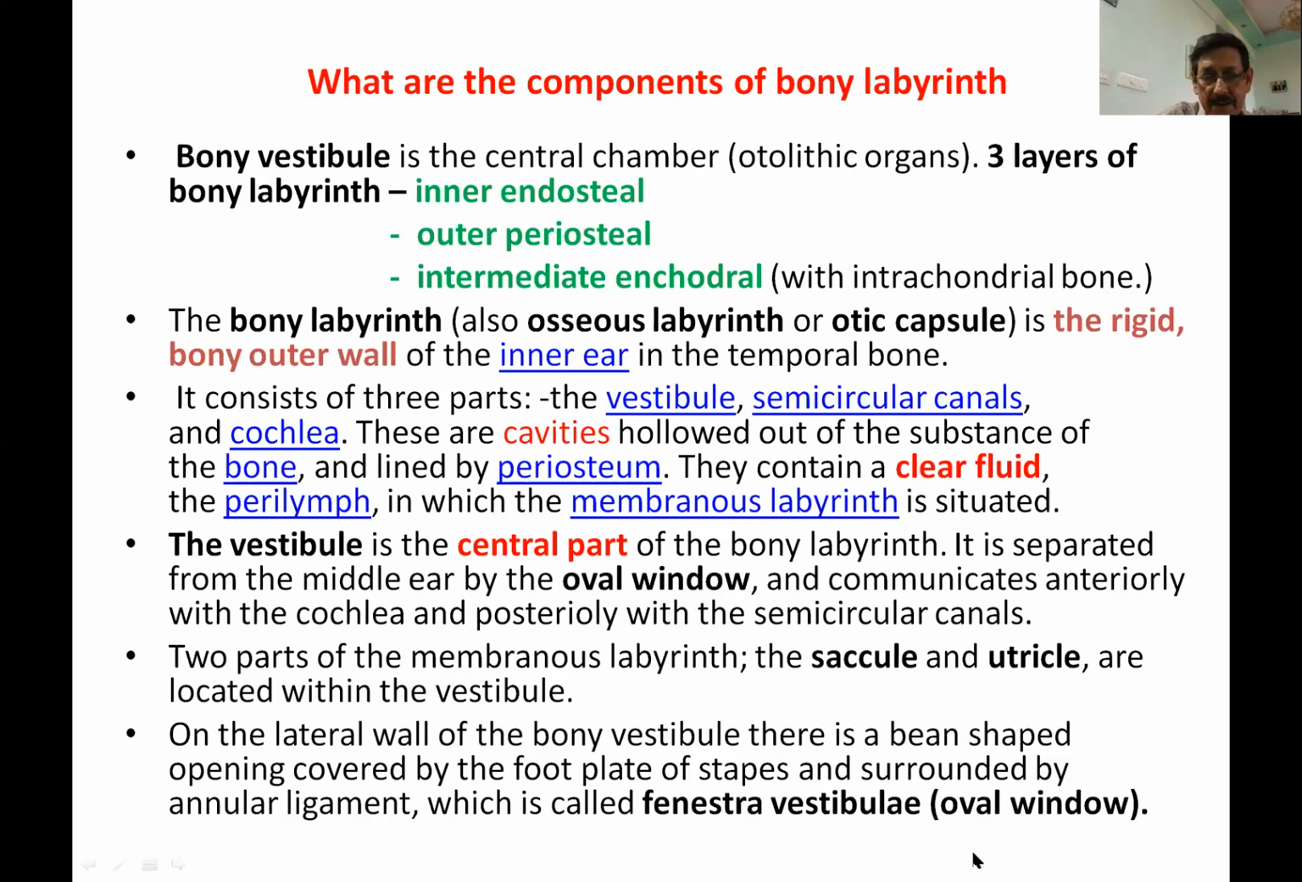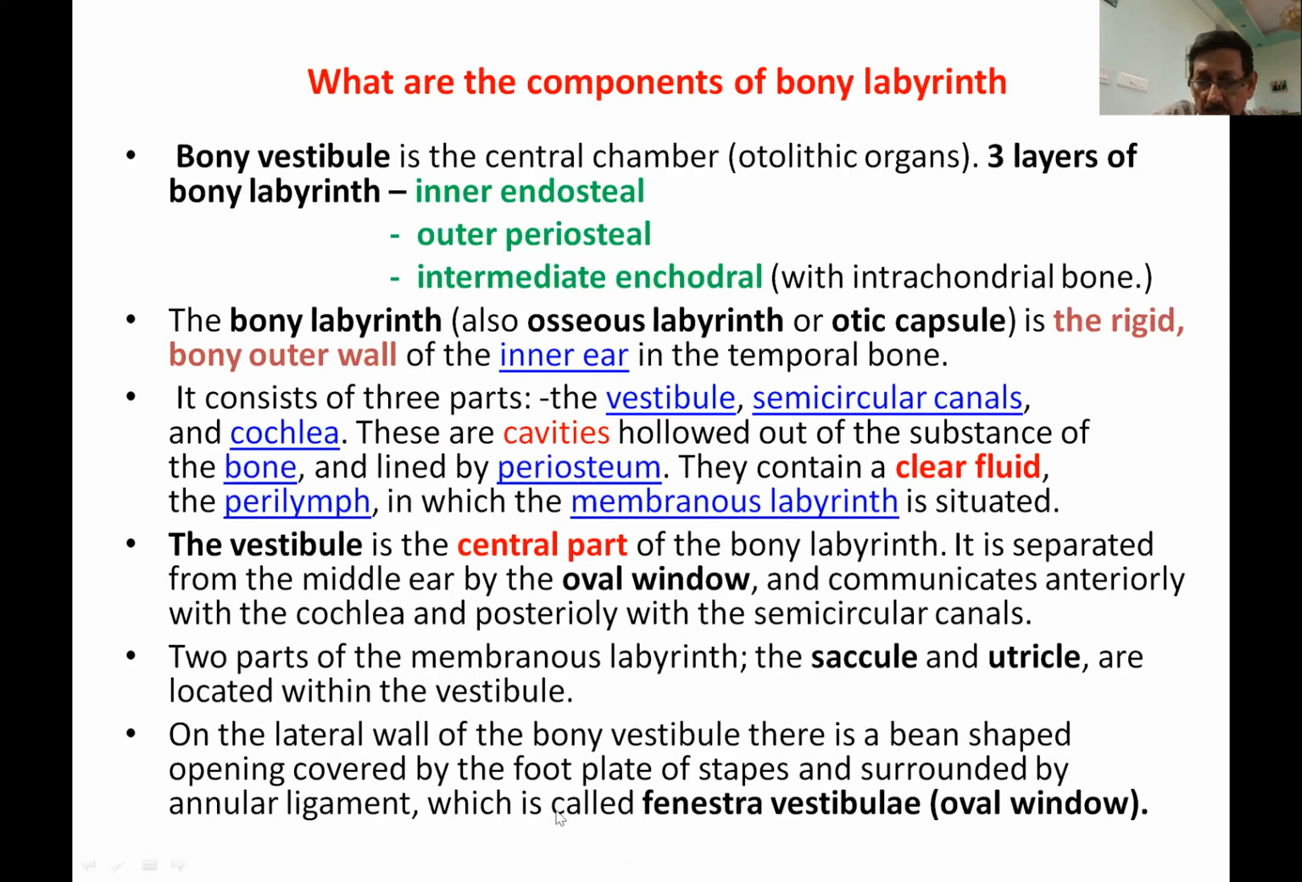The vestibule is the central part of the bony labyrinth, separated from the middle ear by the oval window, and communicates anteriorly with the cochlea, posteriorly with the semicircular canals. The hollow bony cavity lodges the membranous labyrinth. So inside the bony vestibule lies the membranous labyrinth, consisting of the saccule and utricle.